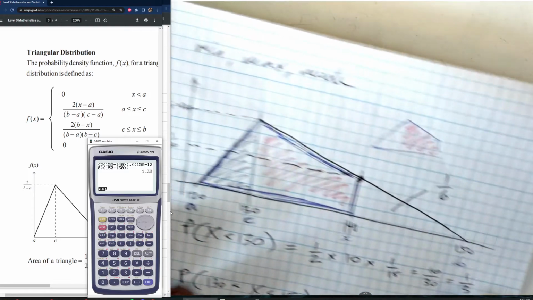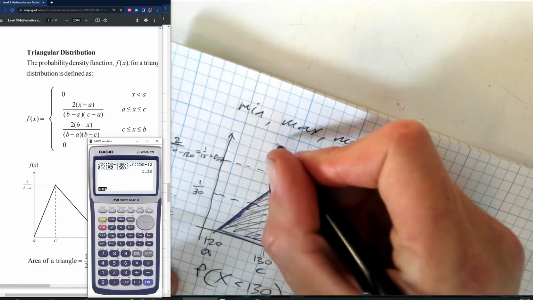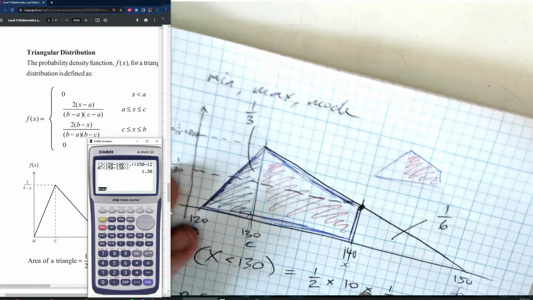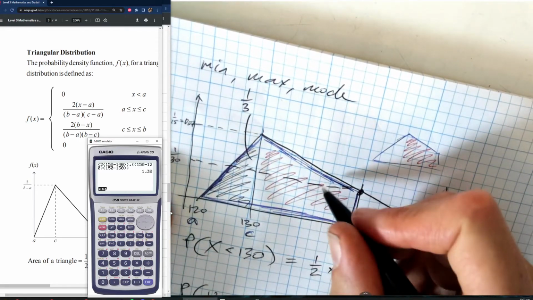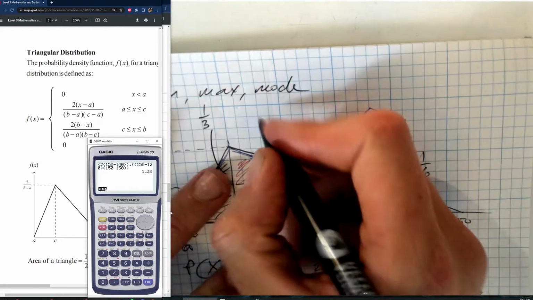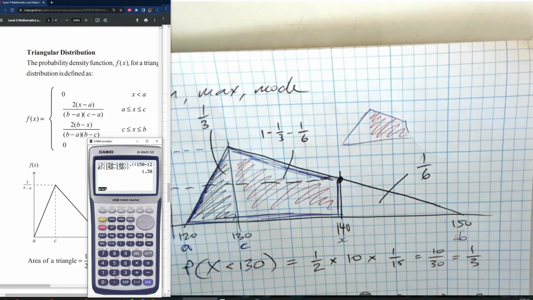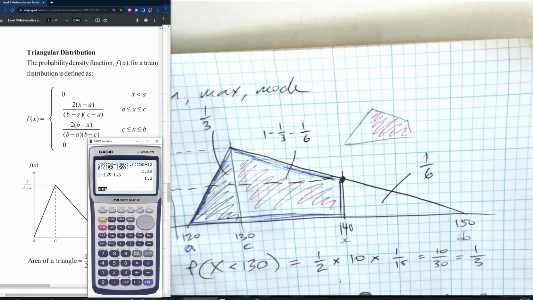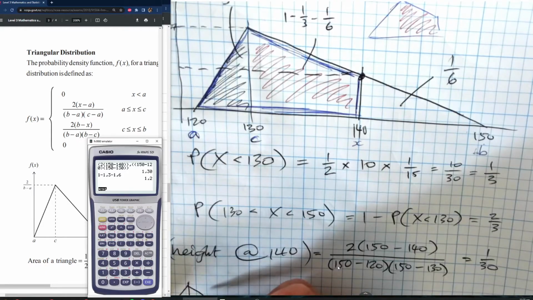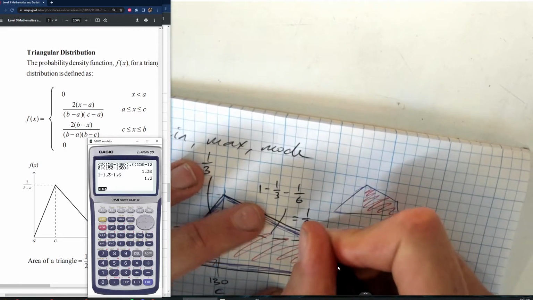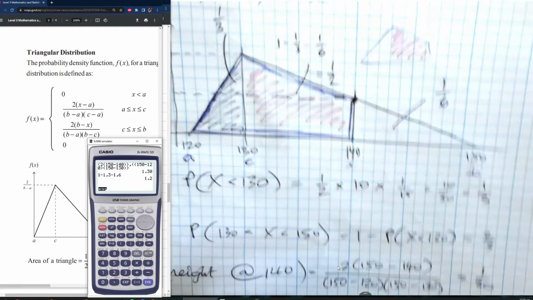We also know that this area is 1 over 3. So therefore we can use that to find this area. That's just 1 minus 1 over 3 minus 1 over 6. Is that 1 over 2? Yep, that sounds about right. So we now know that half of the stuff is inside here. So now we can work out a probability.